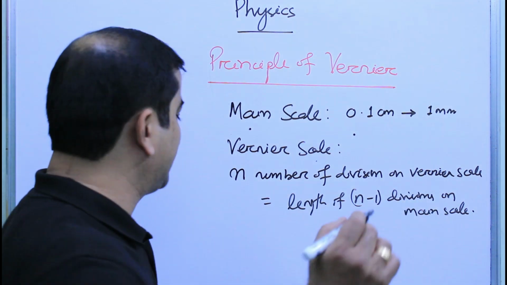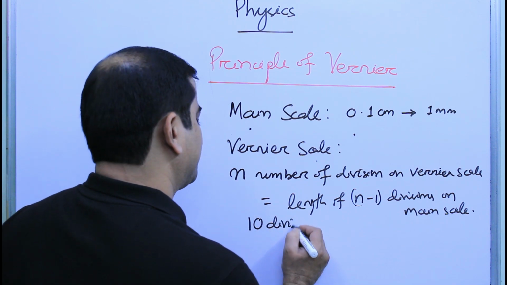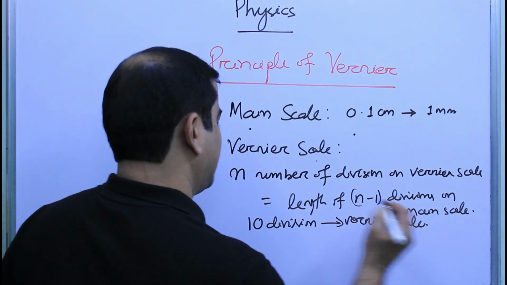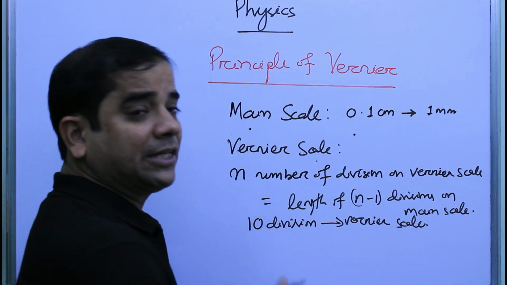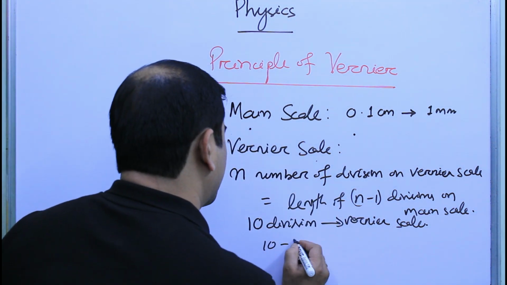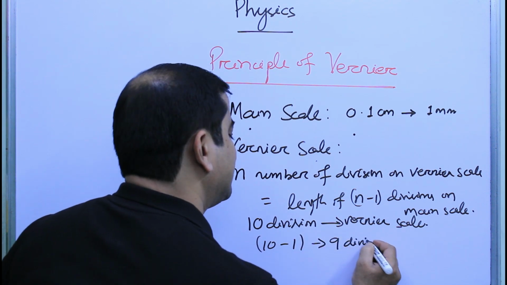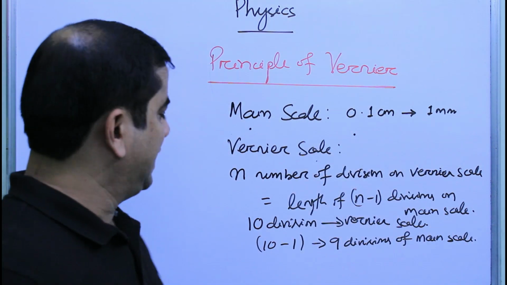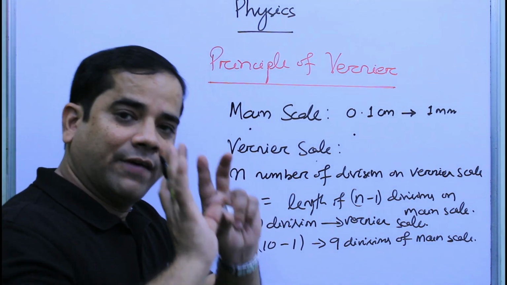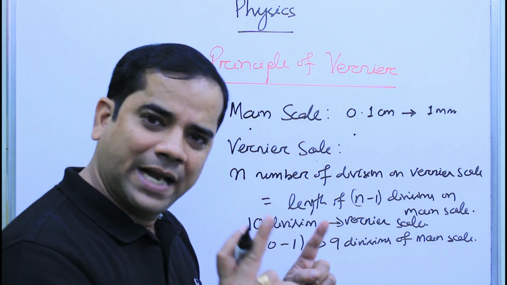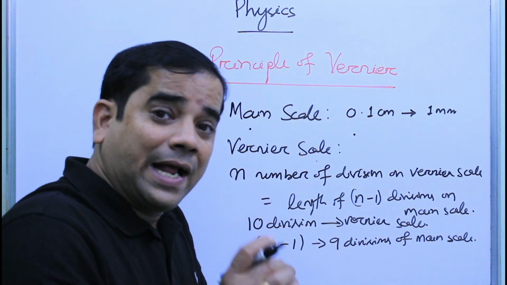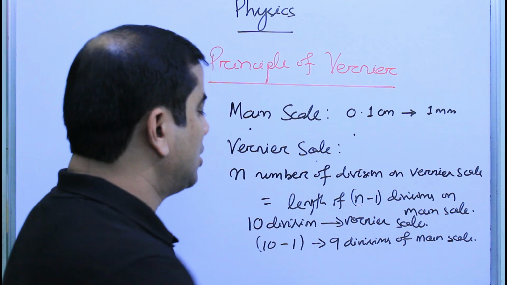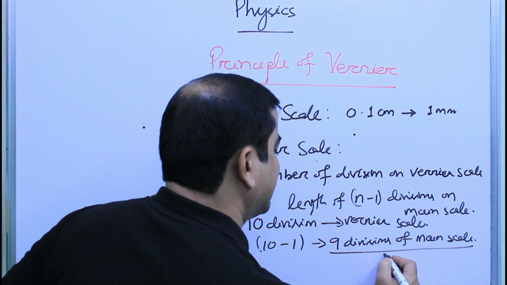And in general, the Vernier scale has 10 divisions. So, the length of these 10 divisions would be the length of 10 minus 1, that means 9 divisions of main scale. Fine. It is very easy to understand. Just concentrate. The Vernier scale has 10 divisions and it has some length. And it would be equal to what length? The length of 9 divisions of main scale. So each division is of 1 millimeter. So what is the length of 9 divisions? 9 millimeter.